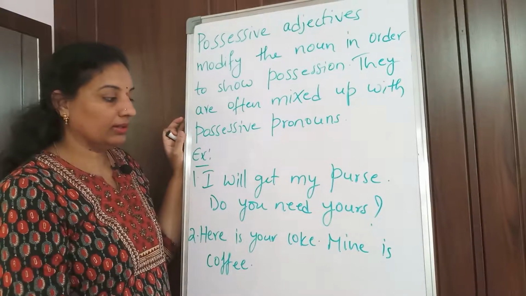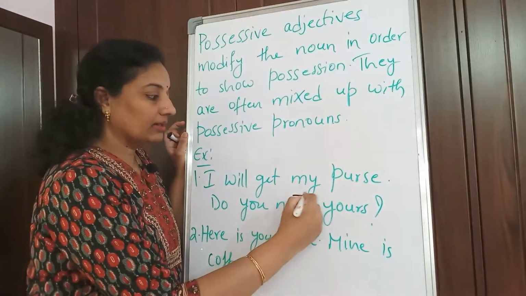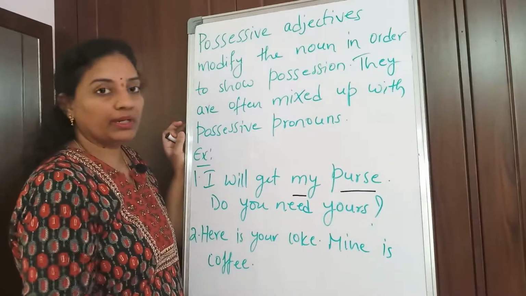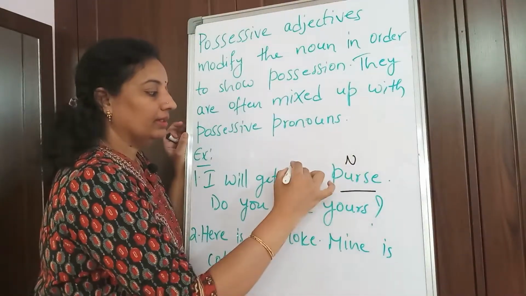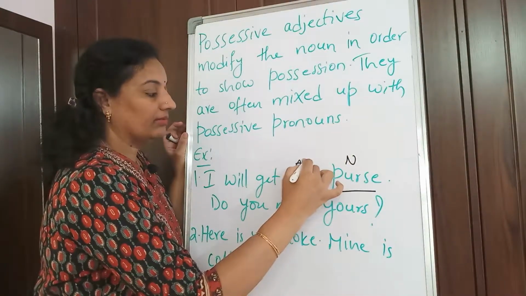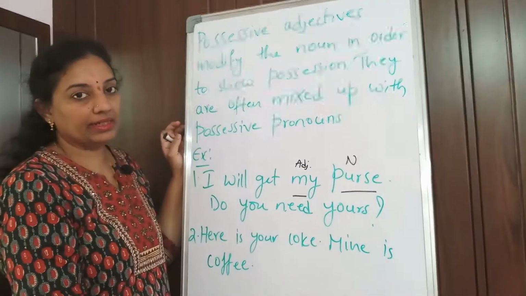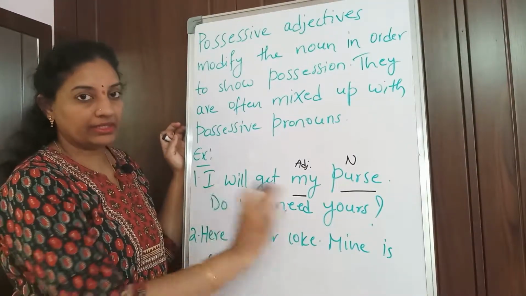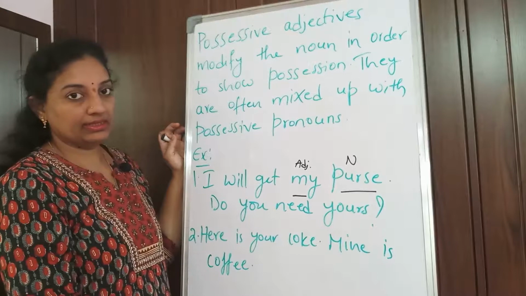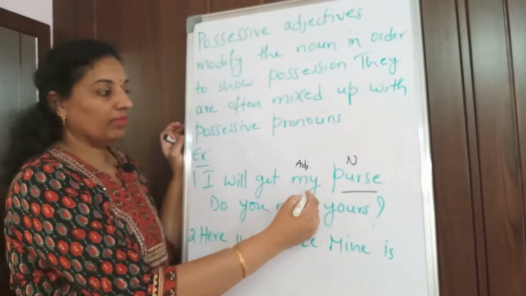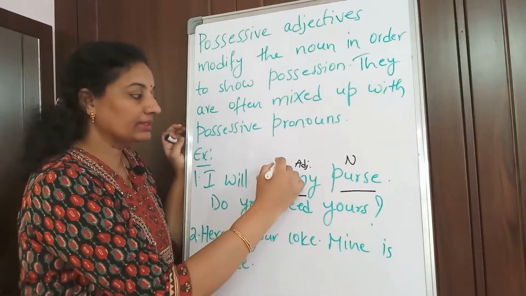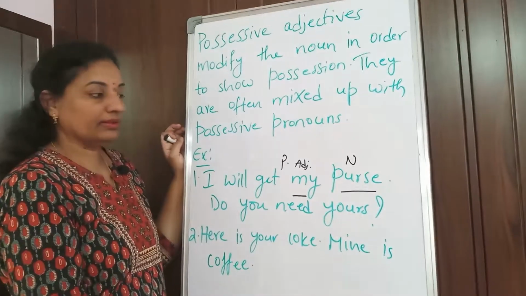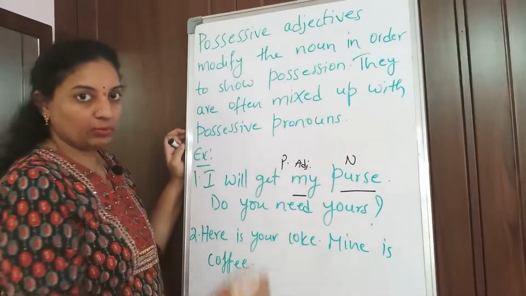See, while discussing demonstrative adjectives, I have told you one thing. If you remember, adjectives are often followed by the noun they modify. With this simple thing, we can identify what is an adjective in a sentence. So here, my purse. My is possessive adjective. Purse is the noun that it modifies.